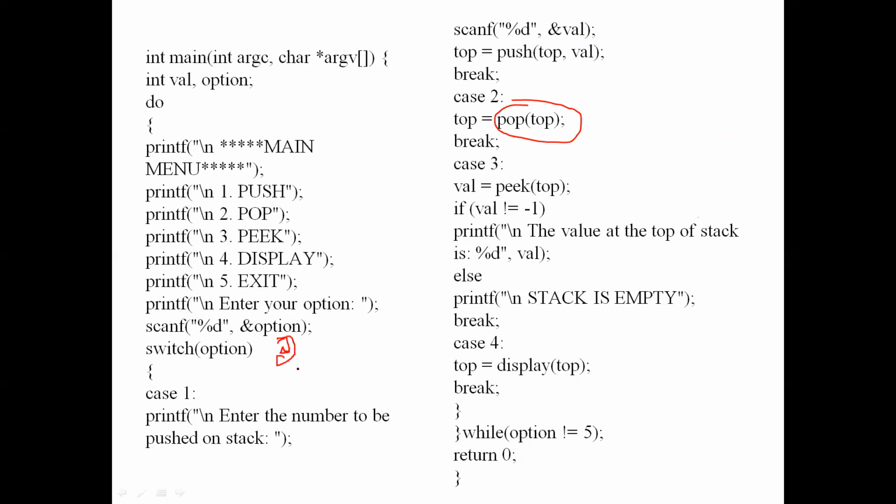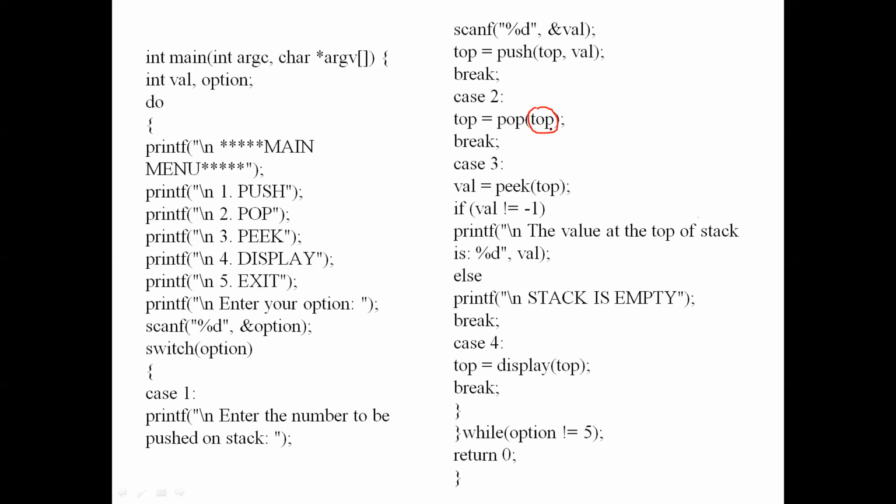Give the option as 2. Okay, so this matches. Case 2 matches. Then it's coming here. See why we are sending the top variable. Why? Because I want to delete the top element only. Who is holding the address of the top element? The top pointer variable only.